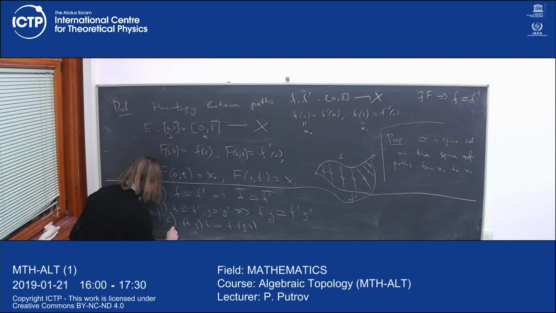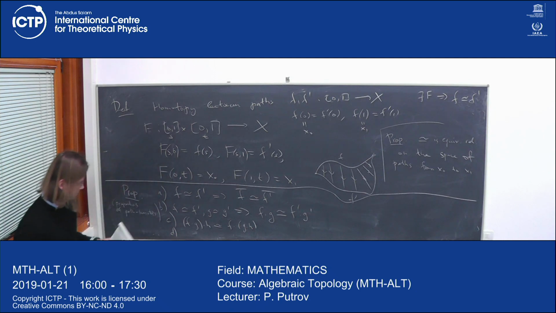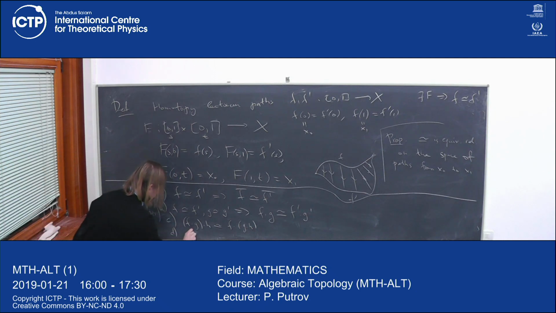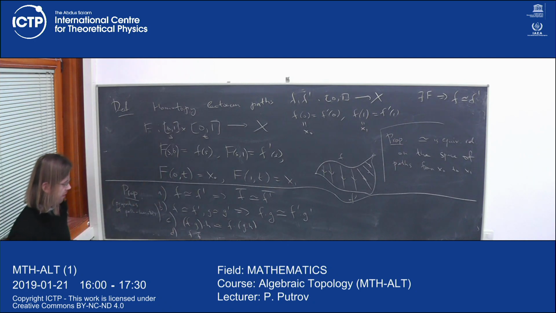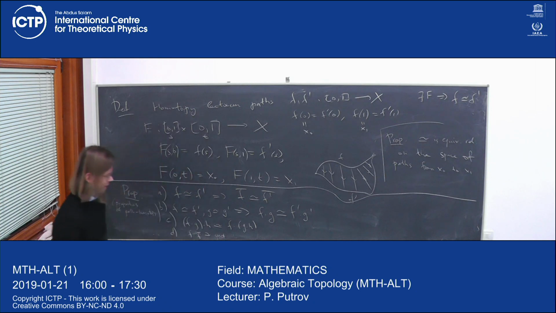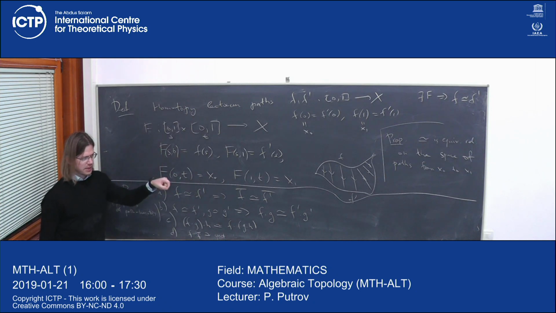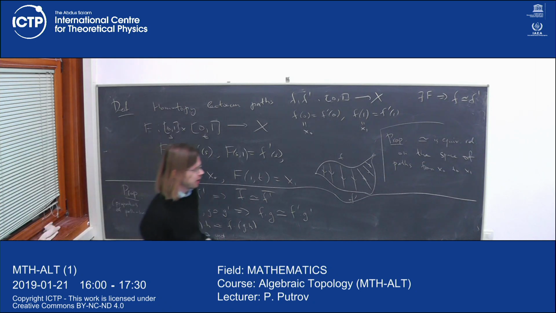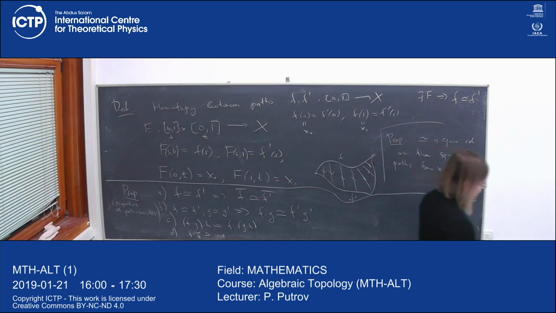And finally, if I take the composition of f and f bar, this is homotopic to the constant path. The constant path is just a path which stays at one point. This is the identity map, a path with the same end and start, which is just constant.